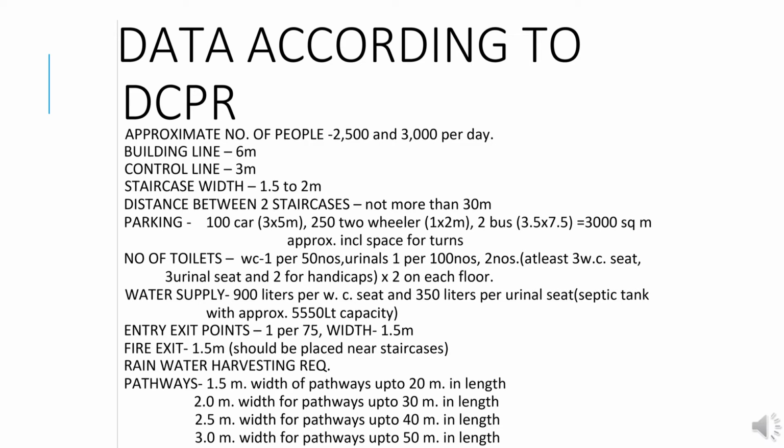As we are building beside the highway, DCPR rules need to be followed. So first we found the approximate number of people per day visiting the museum, and then according to that we searched for the rules: how much distance should be left from the highway, and from that distance how much more offset should be given, etc.